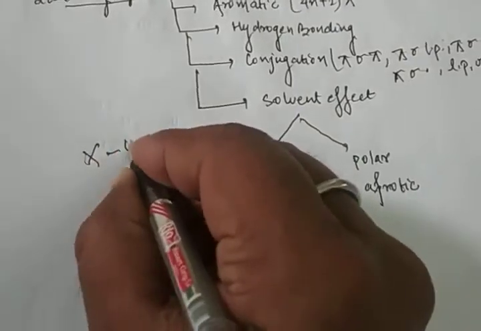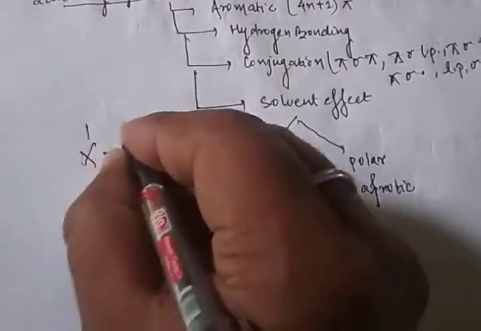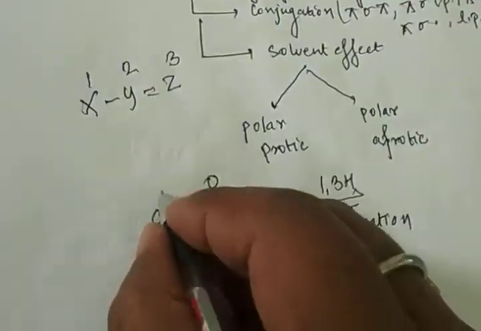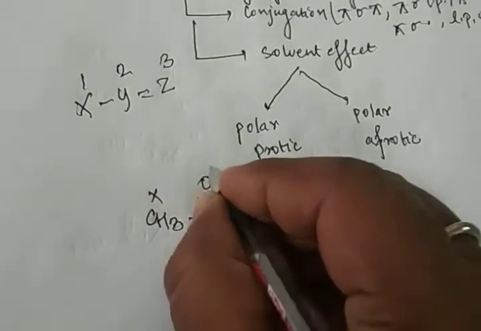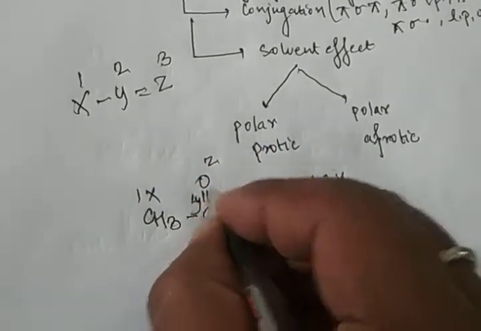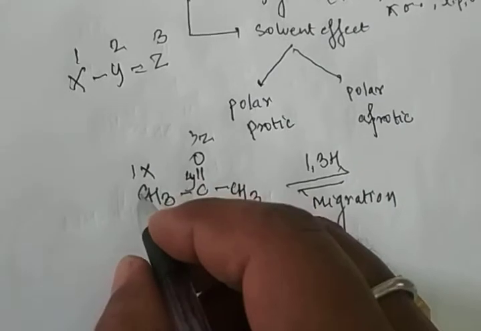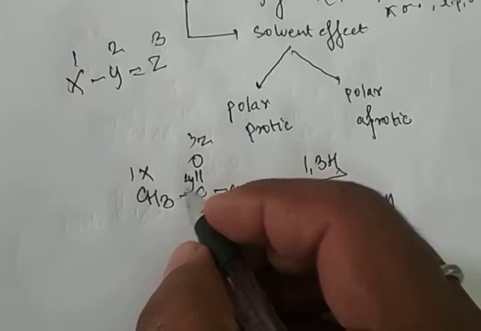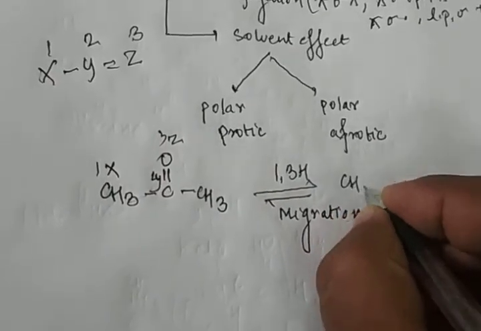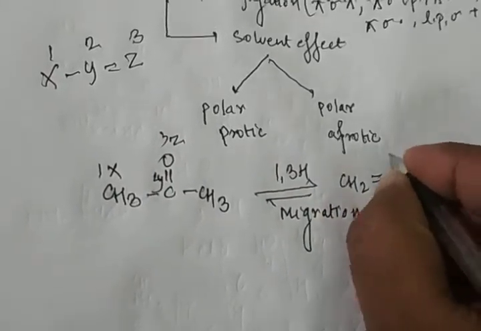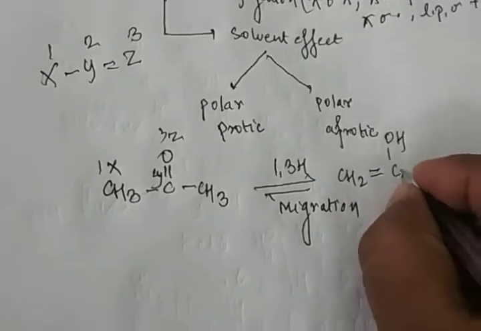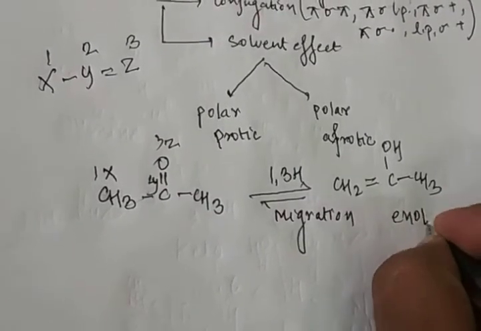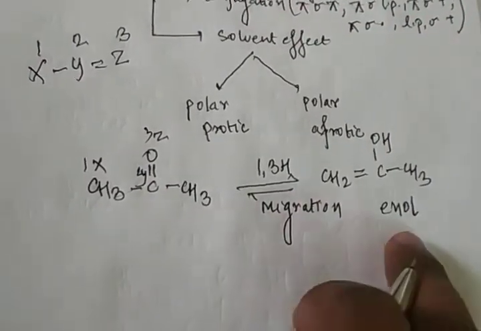X single bond Y double bond Z. It means this is 1, this is 2, this is 3. Now this is X, this is Y, and this is Z. So 1 means there is a CH3 group. One hydrogen shifts to that side and the double bond shifts to that side. It means there is a CH2 double bond C, with a single bond OH and a single bond CH3. Now this is an enolic group, and we check whether this enol is more stable or not.